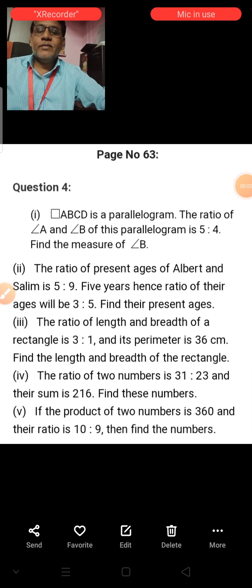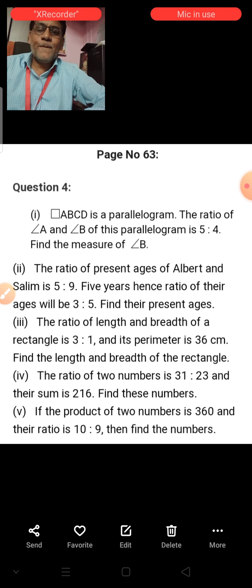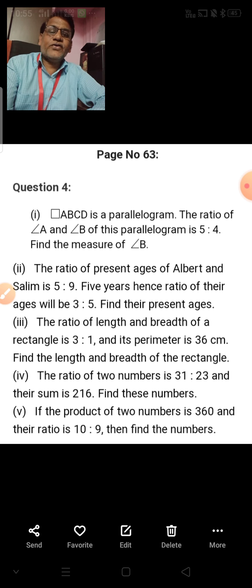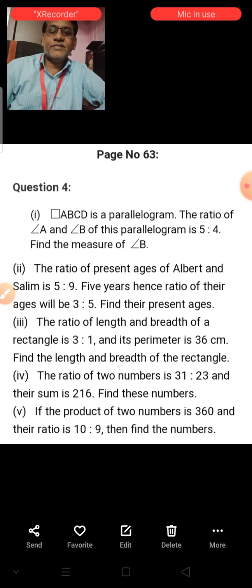See, in the previous class, we already started the fourth chapter, that is ratio and proportion, and we completed the three questions in that chapter. Now, come to question number 4. Question number 4 has 5 questions.